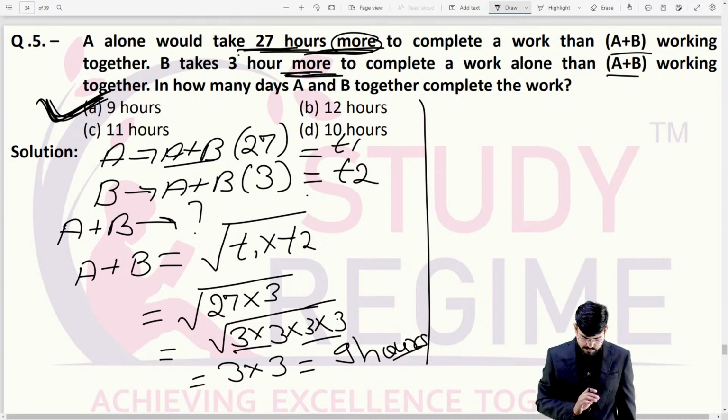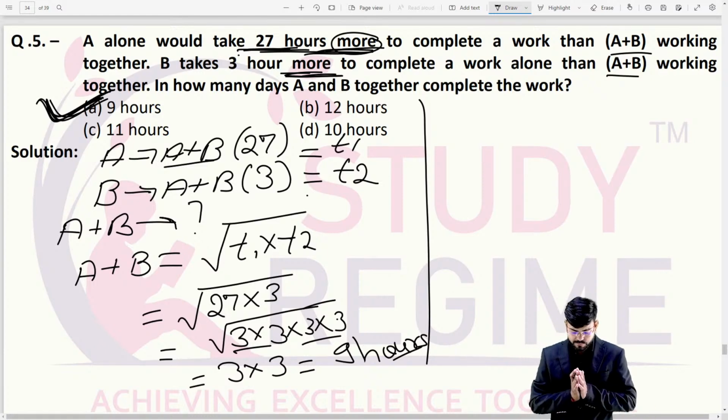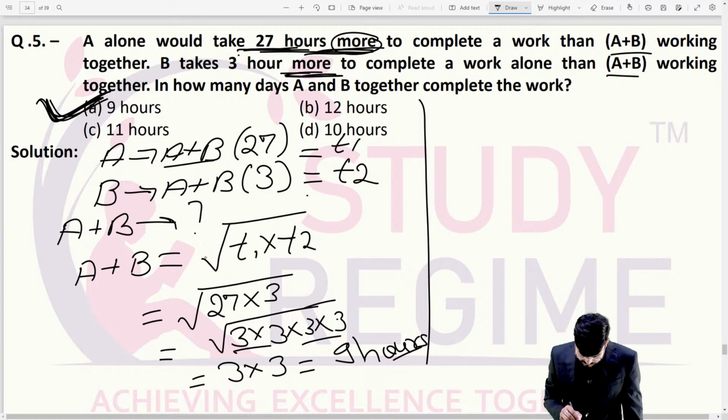In this question, it was given that A is taking 27 hours more than A plus B. Also B is taking 3 hours more than A plus B. You were just asked in how many days A and B together will complete the whole work. You just have to multiply under root T1 into T2. Okay, you get 9 hours.